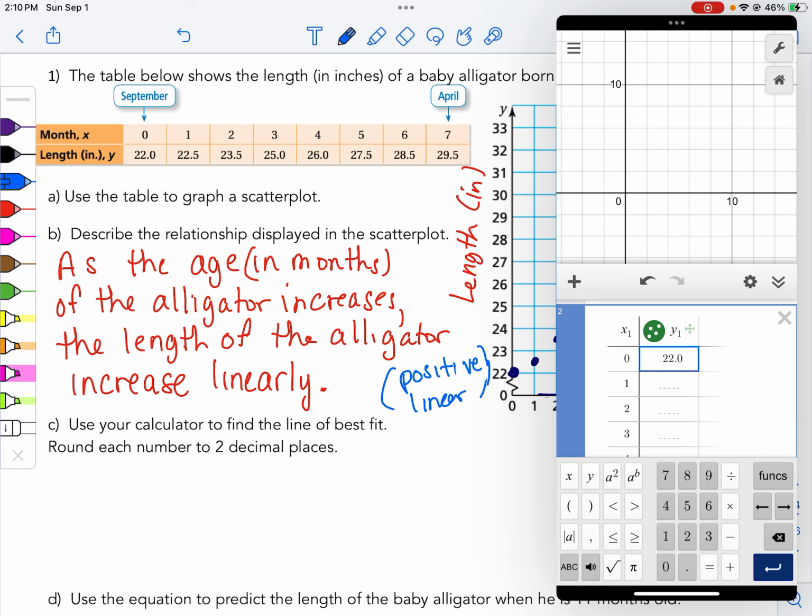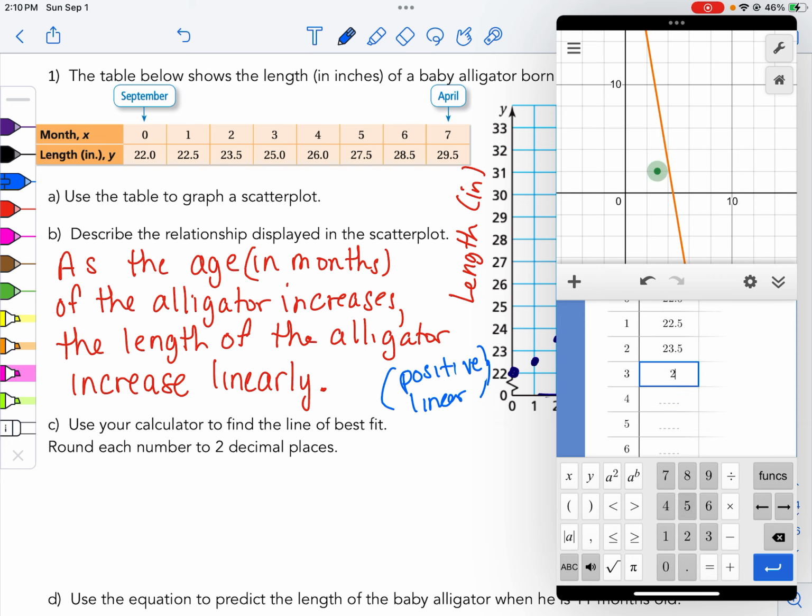And then we have to make sure the y values go with the correct x value. So I can plug in 22.0, or you could just plug in 22. It doesn't matter. 22.5, though, we definitely need the 0.5. 23.5. 25.0 if you want. I missed the 0. Or just 25 works too. 26.0. 27.5.